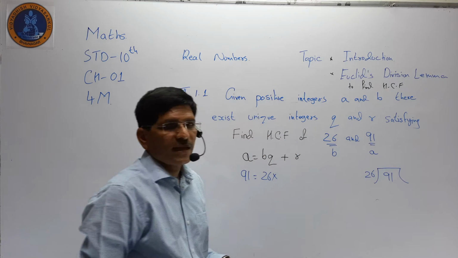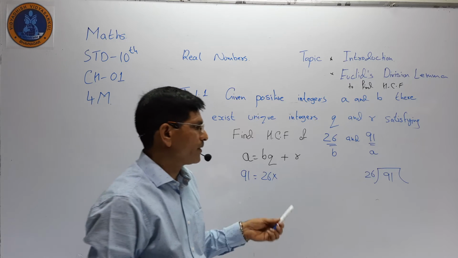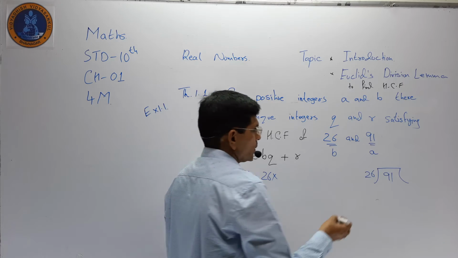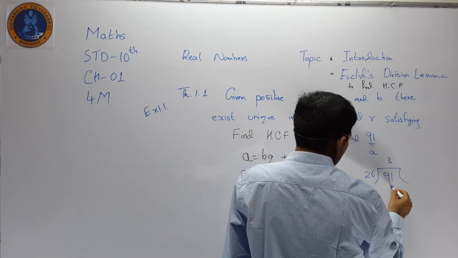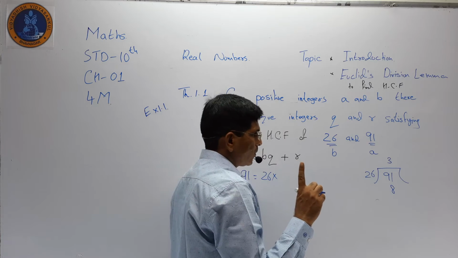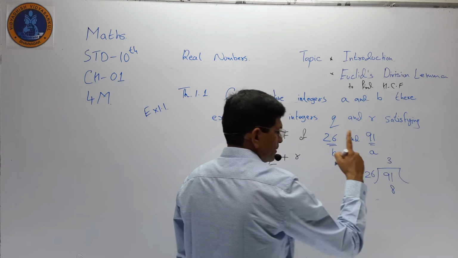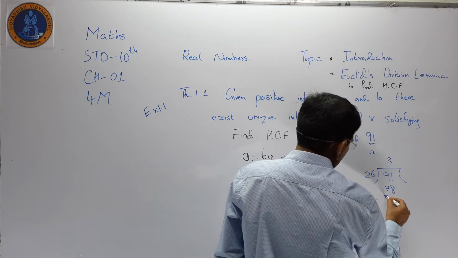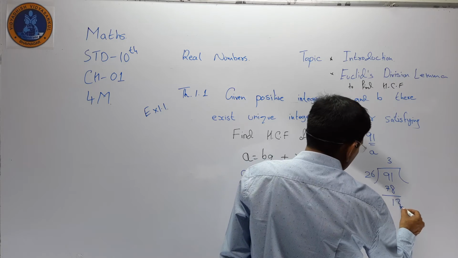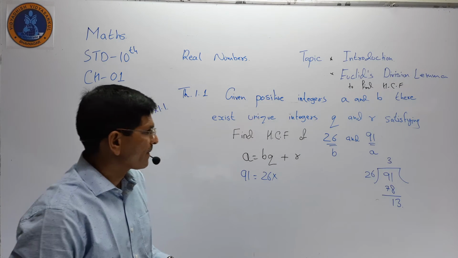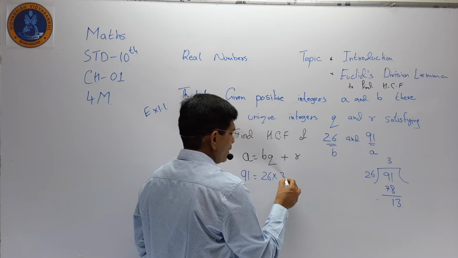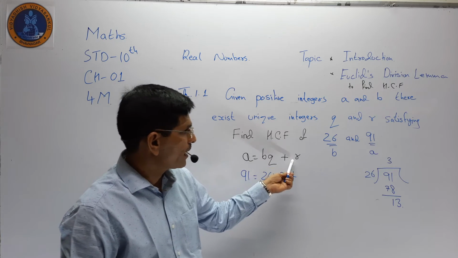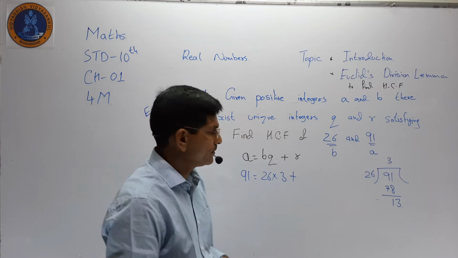26 2s are 50, 26 4s are 24... 4s, if I do that, it is greater than 100. So I have to write 26. 3s are 6, 3s are 18, carry 1, 6 2s are 3 2s are 6 plus 1. Now 13 is the remainder. So what do I have to write here? 3. What is my remainder? R, that is 13.